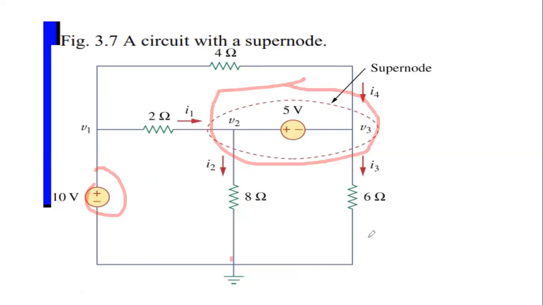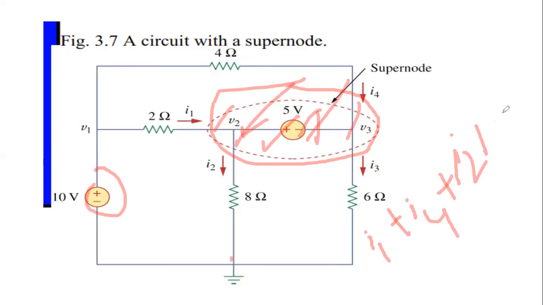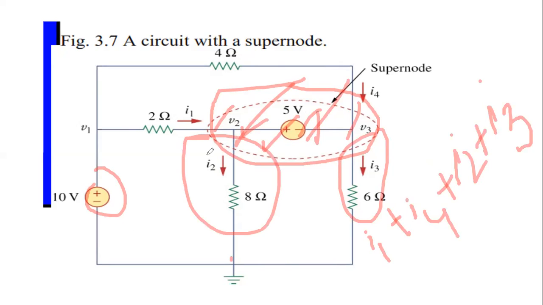I1 is incoming, and I4 is also incoming. This complete thing is a node. See carefully, this complete is a node. I1 is incoming, I4 is also incoming, but I2 and I3 are outgoing. Then you will put their values. I2 is V2 by 8, I3 is V3 by 6. That is fine. And then I1.